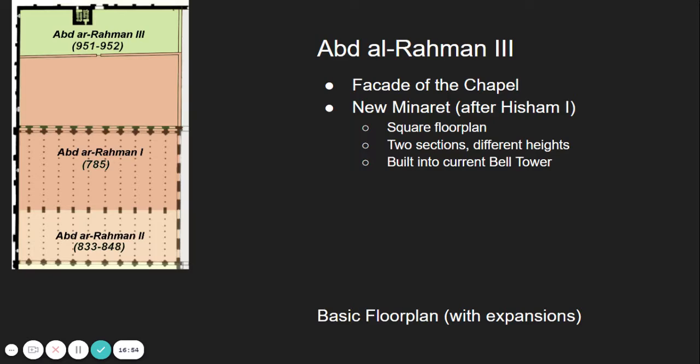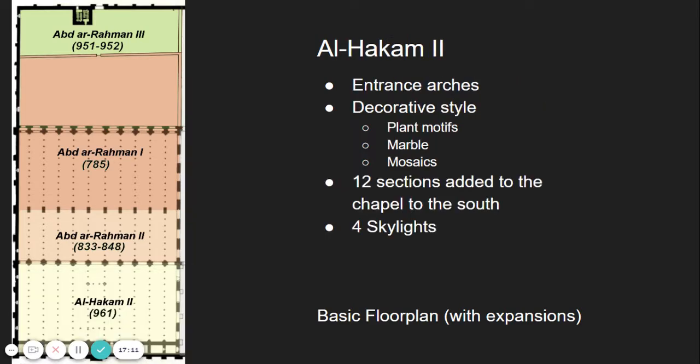I was checking my notes here, making sure I'm not missing anything. But Hisham's the first minaret that was made was the oldest built in the territory of Al-Andalus, which unfortunately again was destroyed when Abd al-Rahman III made his expansion.